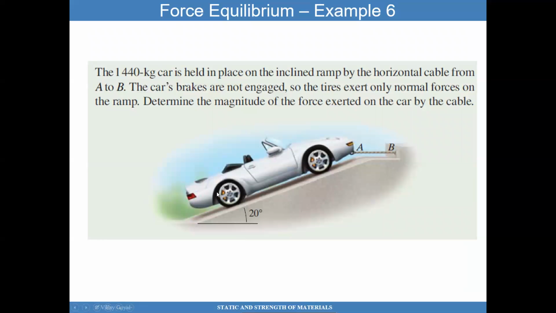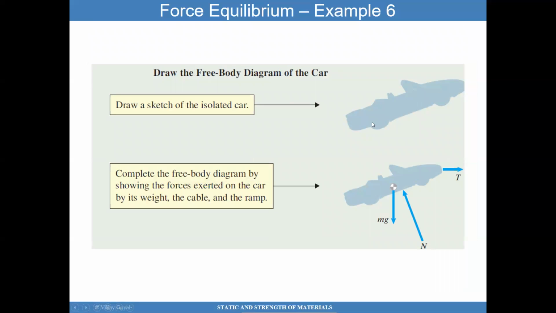Here's a car that's on an inclined ramp. It's supported by a horizontal cable, AB. The car brakes are not engaged, so the tires exert only a normal force on the ramp. The question is, determine the magnitude of the force exerted on the car by this cable. So I draw the car by itself. I draw the weight of the car, and I apply the normal force to the car. Those are the only forces that we have in addition to the tension force of the cable.